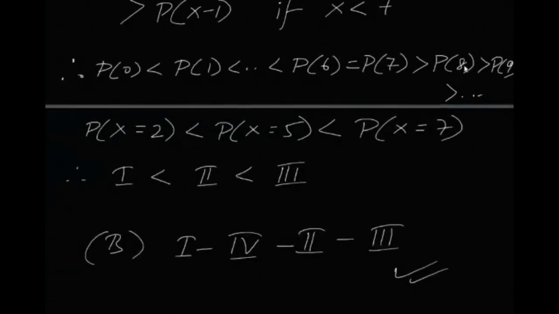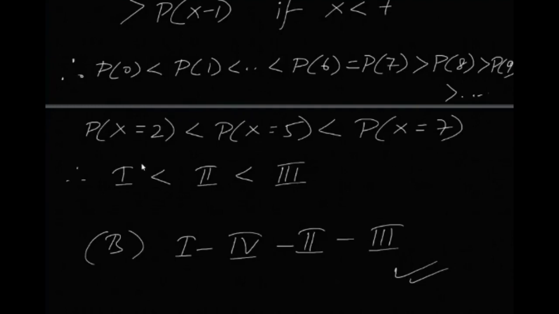So anyway, since we are to find the probabilities for x equals 2, 5, 7, and 10, and since 2, 5, and 7 all lie in this first part, p of x equals 2 is less than p of x equals 5, which is less than p of x equals 7, right? Because they all lie in this first part. That part is clear.